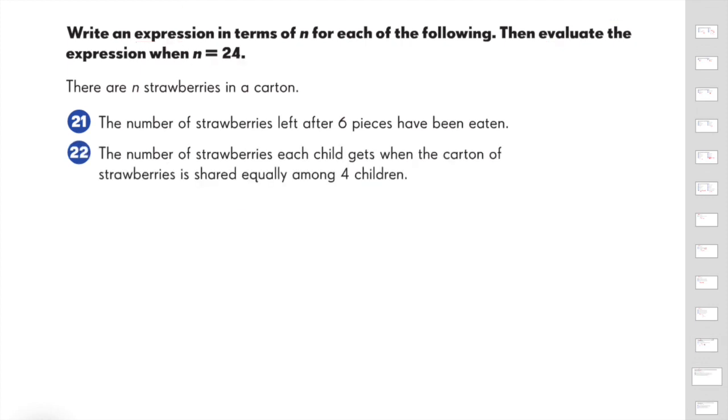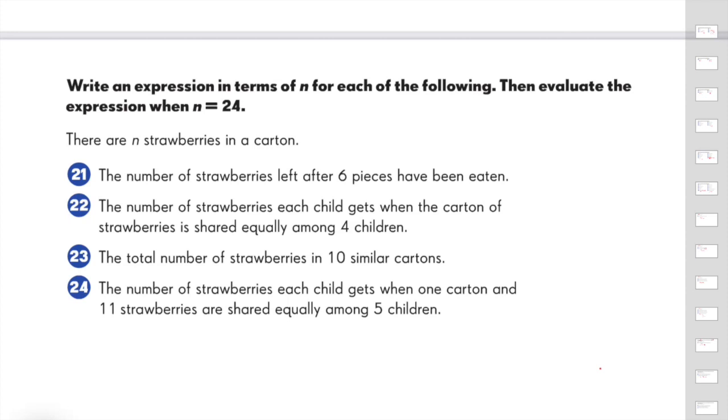Number 22. The number of strawberries each child gets when the carton of strawberries is shared equally among 4 children. Okay, so we have the unknown number of strawberries, n, and we're going to divide that among 4 children. So n over 4 would be the expression. And now let's evaluate that expression when 24 is substituted for n. So 24 divided by 4 is 6. So when there are 24 strawberries, you divide them among 4 children. Each child will get 6.